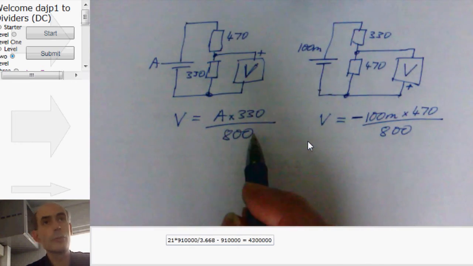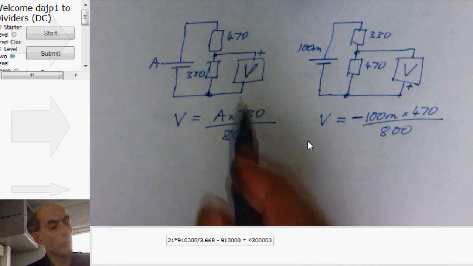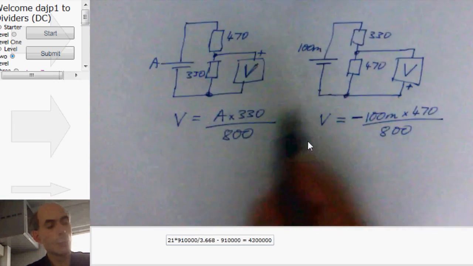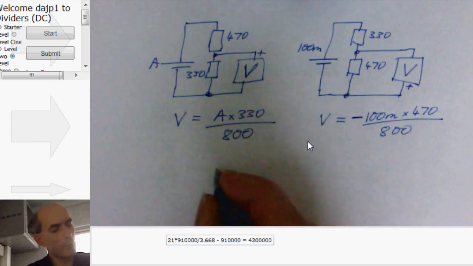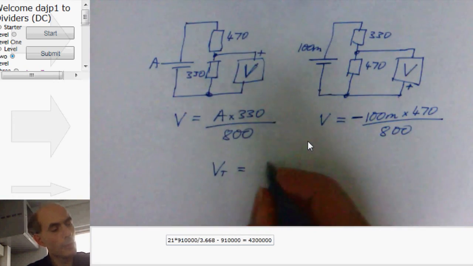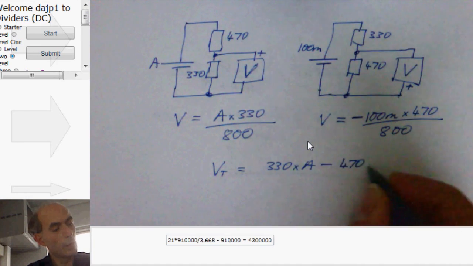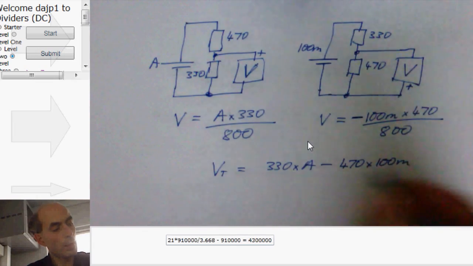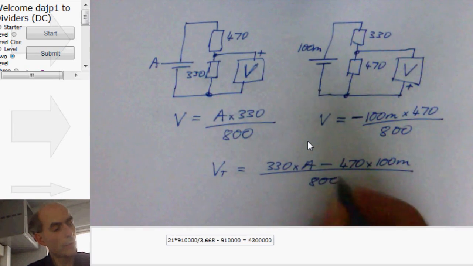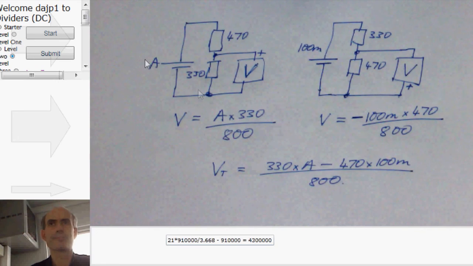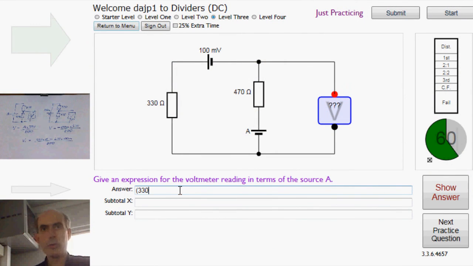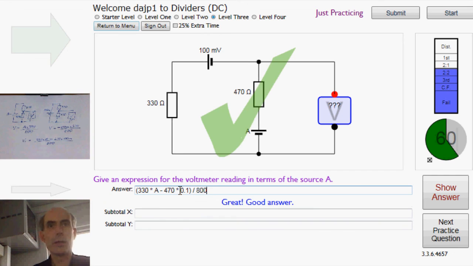The principle of superposition tells me that the total voltage that the voltmeter would read would be the sum of these two. So the total voltage is 330 times A minus 470 times 100 milli divided by 800, and that should do. 330 times A minus 470 times 100 milli, which is just 0.1, divided by 800.